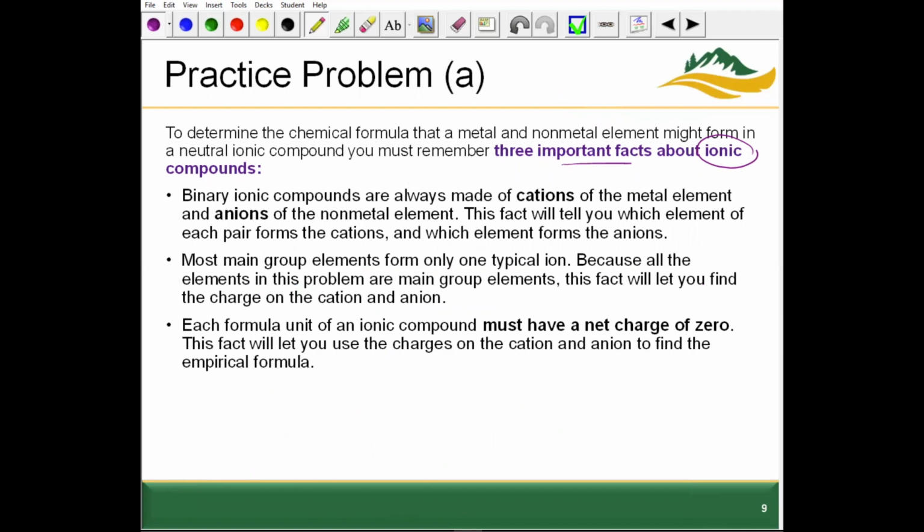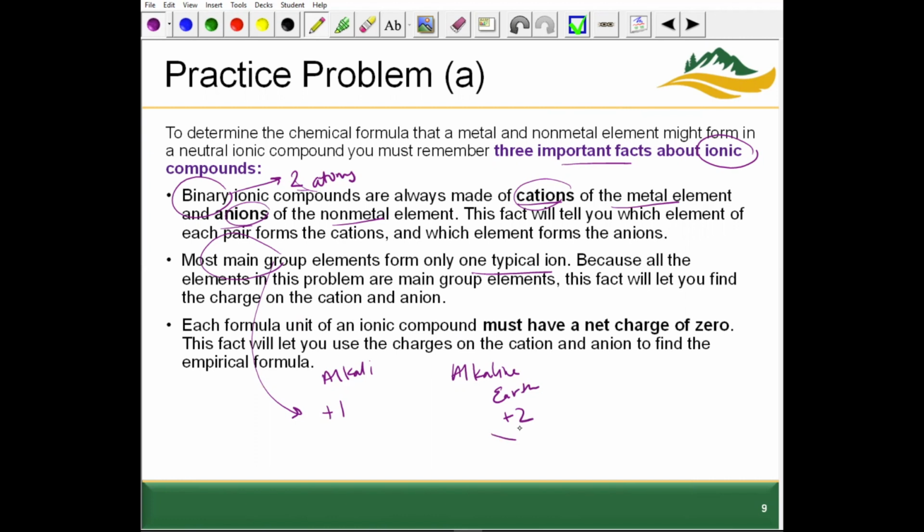Throughout the semester, we've mostly been working with binary ionic compounds, meaning these are made up of 2 atoms. So 2 atoms in an ionic compound, where the first atom that's listed is a cation, the second that's listed is an anion. The cation is the metal, the anion is the non-metal. And most main group elements will form 1 typical ion. Alkali metals will form those +1 ions. Alkaline earth metals will form +2 ions.